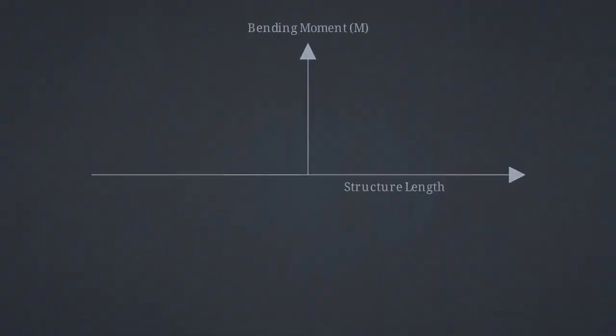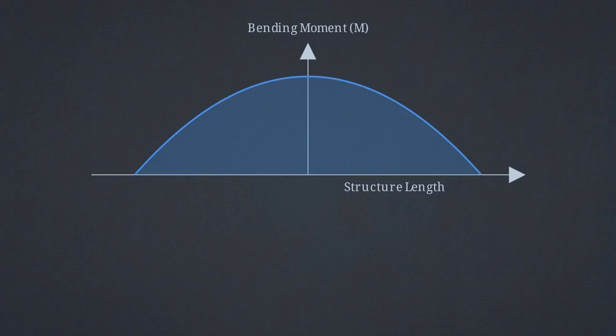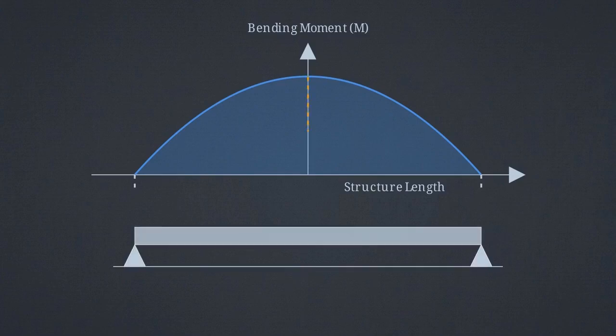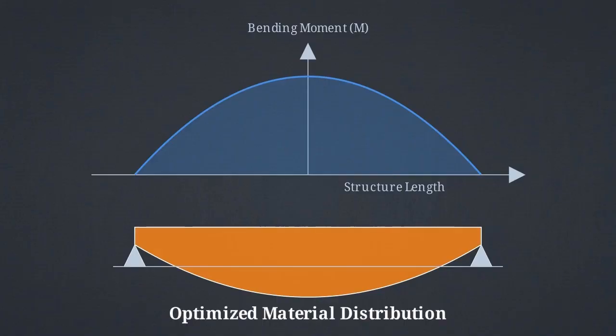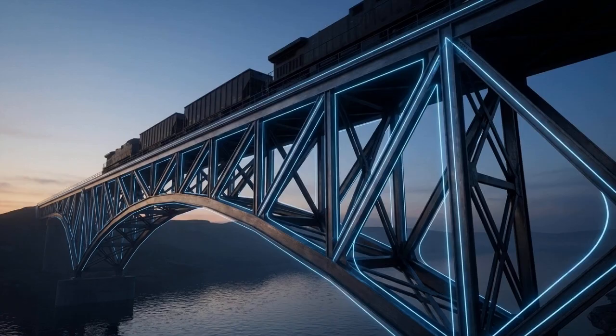Engineers predict failures using a bending moment diagram, plotting internal moments along the structure. This aligns mathematical peaks with physical locations, showing where forces are intense. Designers optimize the structure, thickening material in high-stress zones and thinning it where the moment drops. This optimization allows engineers to manipulate geometry and trace the path of invisible forces, safely holding the line against gravity.